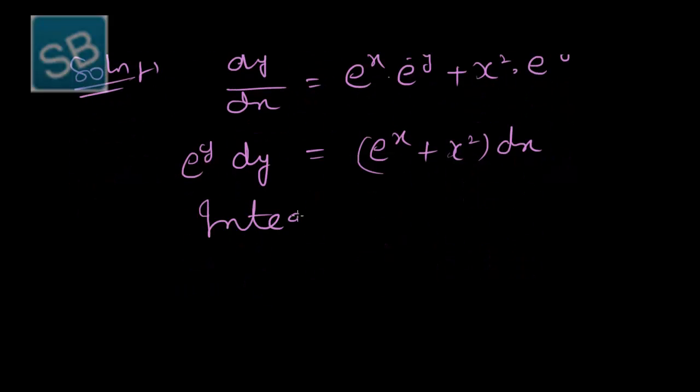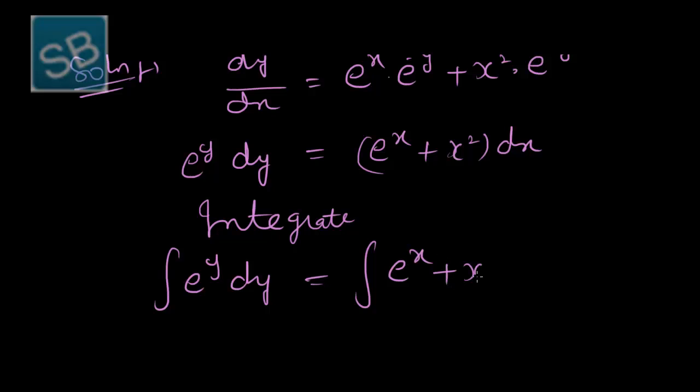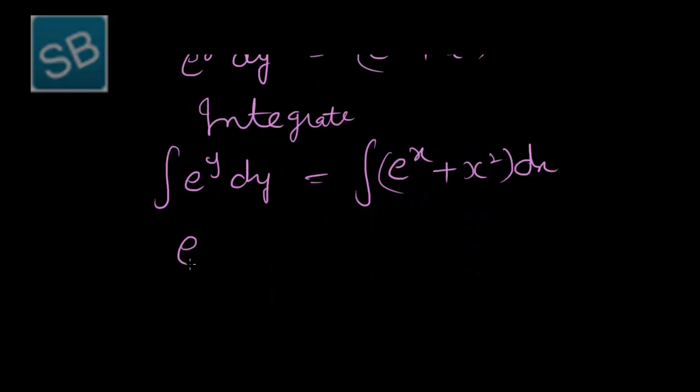So integrate it. We get integration of e raised to y dy is equal to integration of e raised to power x plus x square dx. That is, we get e raised to y as it is, e raised to power x as it is, and integration of x square is x cube over 3 plus c, which is the required solution of the given differential equation, and it is in general form. Now we will do problems based on variable separable, in which we will find particular solutions.